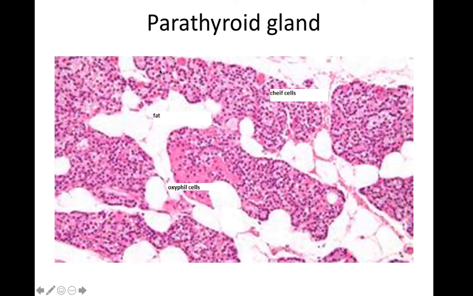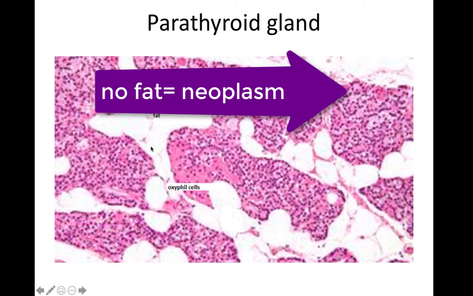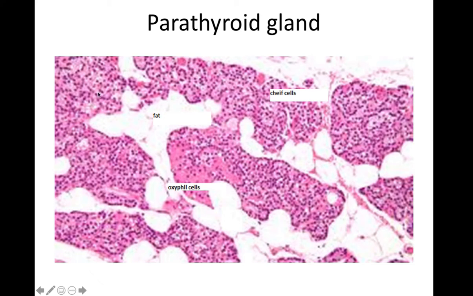Let me remind you again, we have epithelial cells and fat. Why do we care so much about the fat? Because if you look under the microscope, the only feature that distinguishes a normal parathyroid gland from a parathyroid neoplasm is the fat. If you see fat, then you are looking at a normal parathyroid gland. If you don't see fat, this means you are looking at a neoplasm, because there is an increased number of epithelial cells and loss of fat.